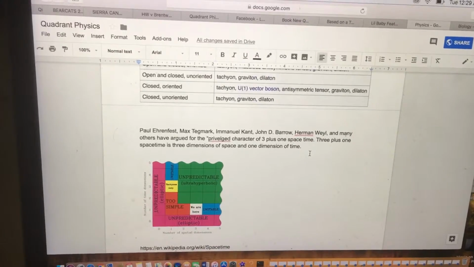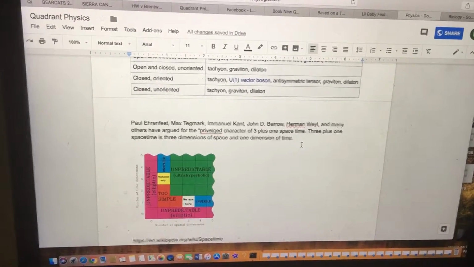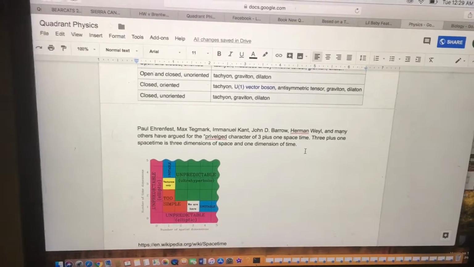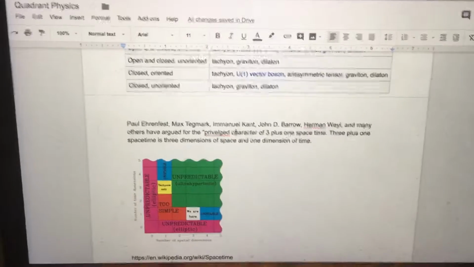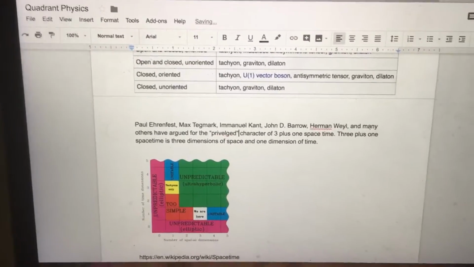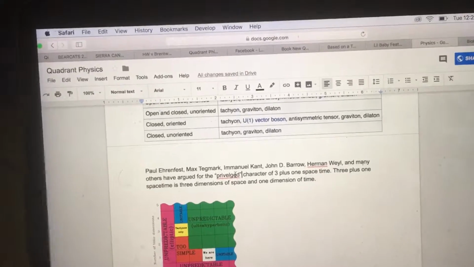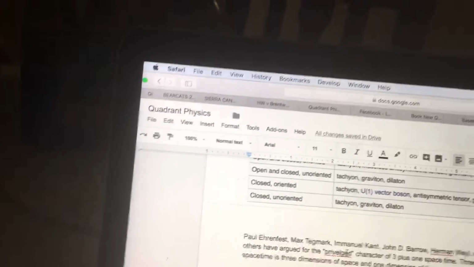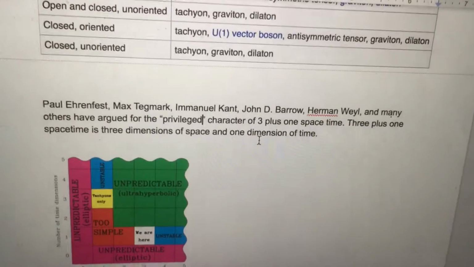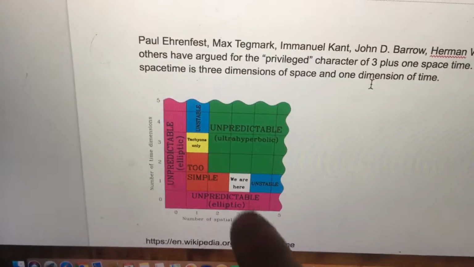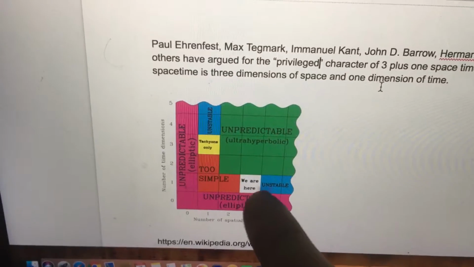Paul Ehrenfest, Max Tegmark, Immanuel Kant, John D. Barrow, Hermann Weyl, and many others have argued for the privileged character of 3+1 space-time. 3+1 space-time is 3 dimensions of space and 1 dimension of time. So we're seeing that this is the privileged spot.